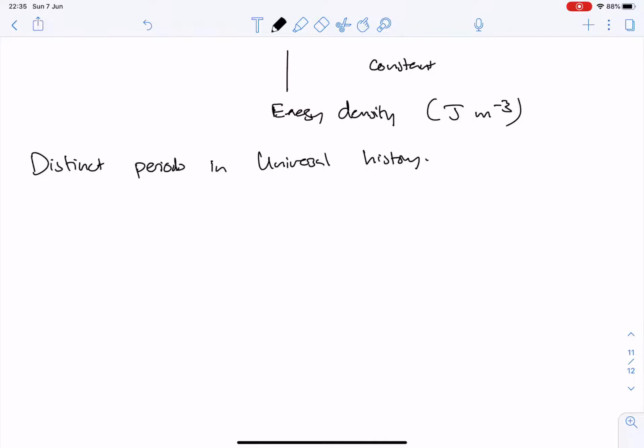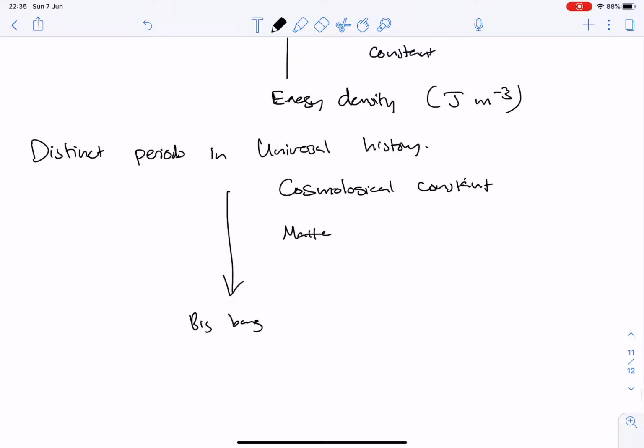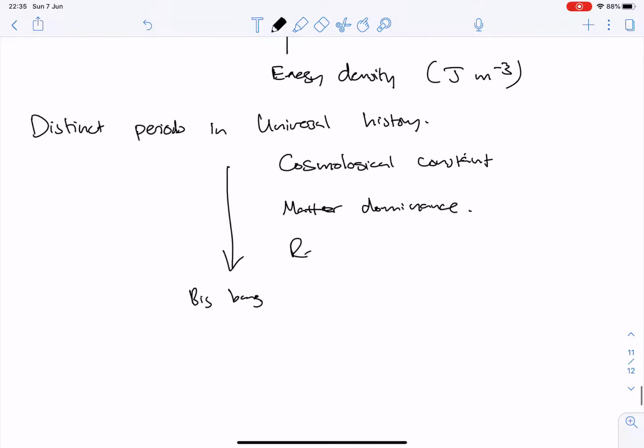Currently we're sort of at the point where the cosmological constant is just taking over. But as we run the clock back, and the Big Bang's down here somewhere, you're going to go through periods of matter dominance, and eventually radiation dominance. And so the universe at the moment is in an unusual period where it's actually kind of got not so different contributions from matter and from the cosmological constant.